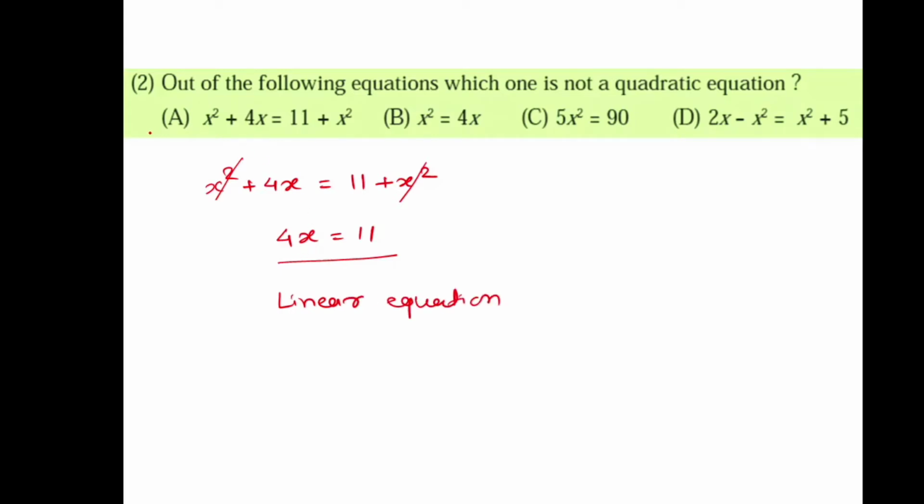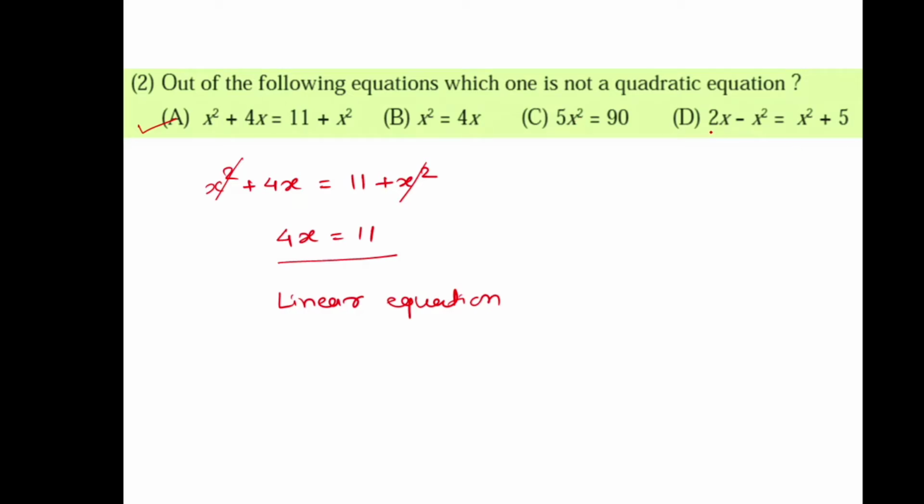That's why the first equation, that is option A, is not a quadratic equation as it is a linear equation. So we have got our answer, that is the alternative A is not a quadratic equation. Still we'll check the rest of the equations whether they are quadratic equations or not. So for option B, the highest degree is 2, x square is there, that's why this is a quadratic equation. For alternative C also, highest degree is 2 and variable is x, that's why this is also a quadratic equation.